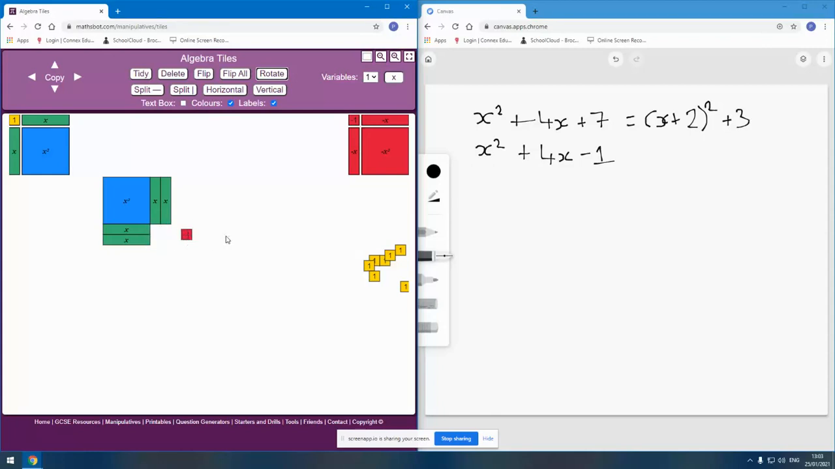Now, there's a couple of different ways we might interpret that. We might interpret that as, well, I have 4 less than my complete square and an extra -1. So that might be, I have an (x + 2) squared, but I have 4 less than that because I haven't managed to fill the space of 4, plus an extra -1.